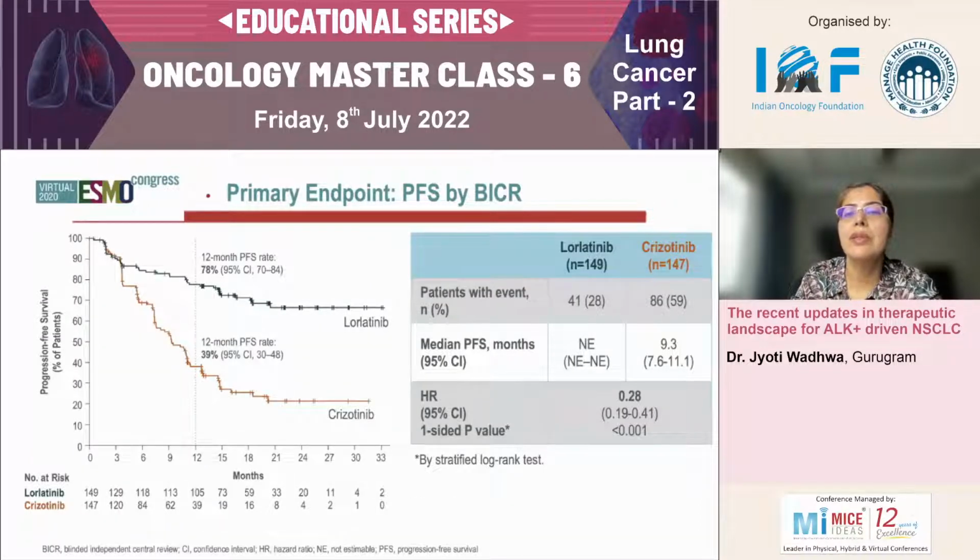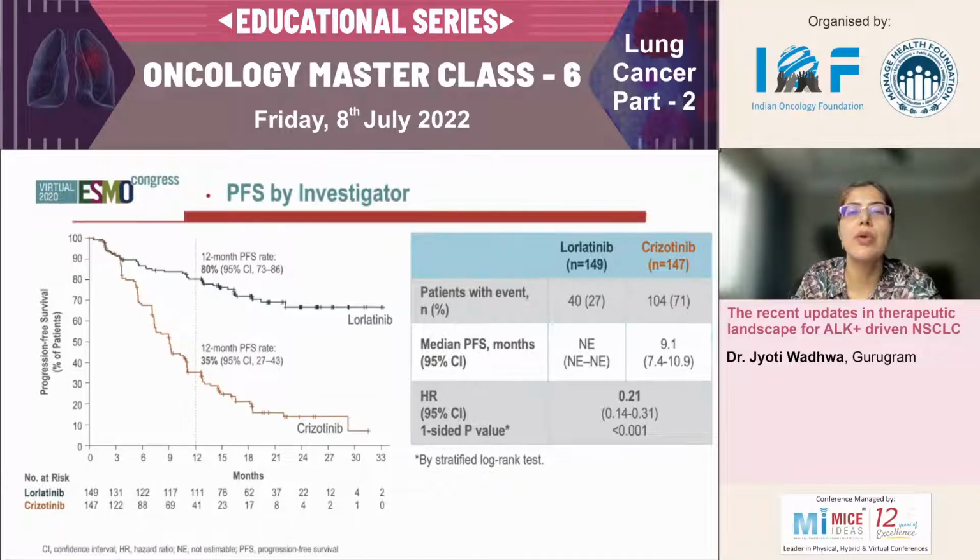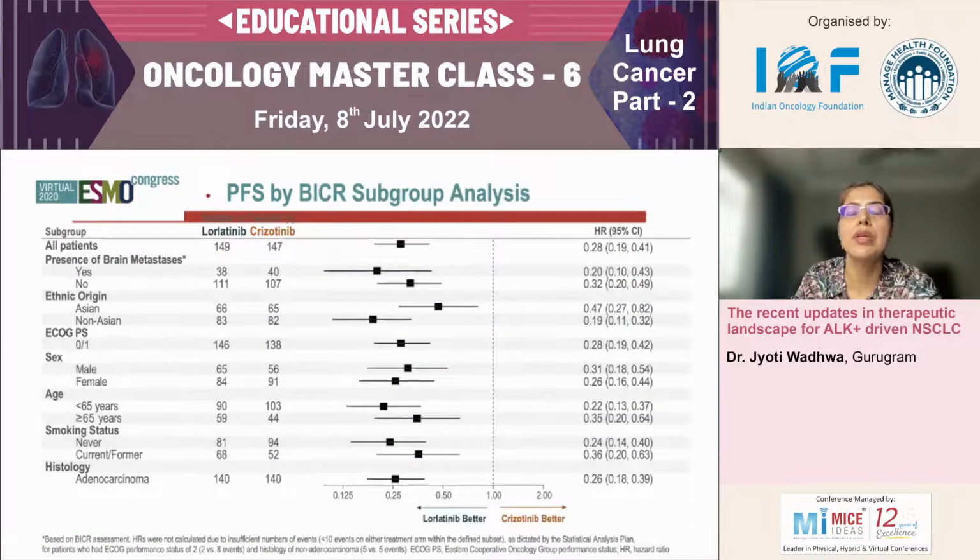Look at the PFS. The hazard ratio was 0.28. This you would notice as the lowest figure of hazard ratio that I have spoken about since the beginning of my talk today. The median PFS not yet reached compared to 9.3 months with crizotinib. Quite good and wide separation of the PFS curves. Even when PFS was reported by the investigator, hazard ratio 0.21. So marked improvement in the progression-free survival.